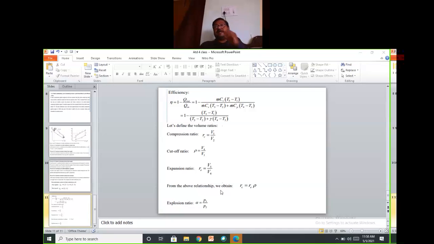In the Otto cycle, there is only a compression ratio. In the diesel cycle, there is a compression ratio, expansion ratio, and cutoff ratio. In the dual cycle, there are four process ratios: cutoff ratio, compression ratio, expansion ratio, and explosion ratio. Four ratios.